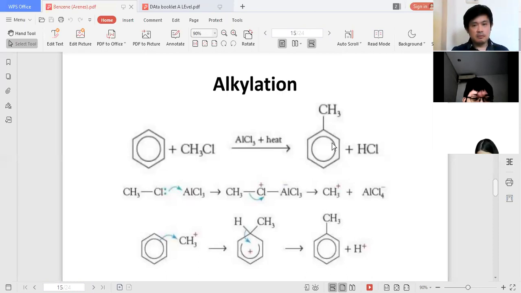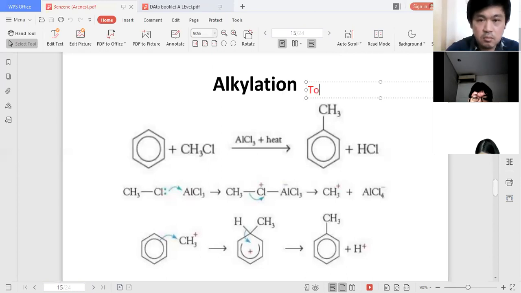Methylbenzene, which is called in other chemistry books toluene. Another name is toluene.